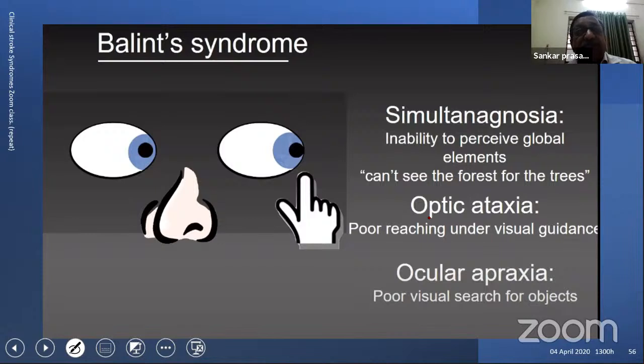Ocular apraxia means you ask him to turn the face from one side to the other, from left to right. And if he is moving the head from left to right, the eyes also have to move so that the foveation is maintained. But in cases of ocular apraxia, the eyes don't move. The eyes will move only with a time lag of 3 seconds. That means the eyes keep deviating to the left side while the face is turning to the right side. This is ocular apraxia, poor visual search for subjects.